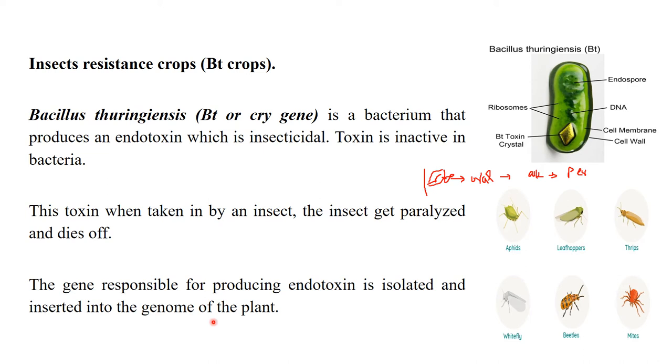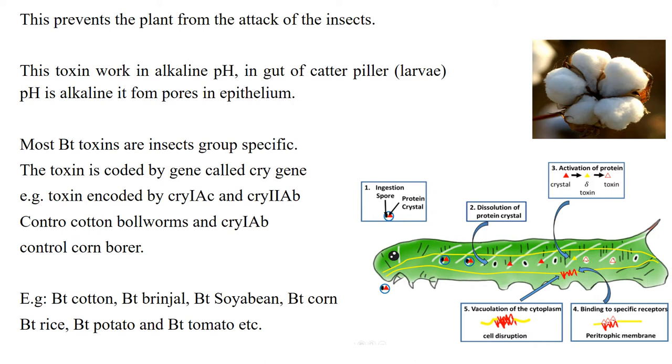How it can be inserted? इसको हम details से discuss करेंगे tissue culture में, and the last slide में इसका overview मिलेगा. The plant is genetically modified and the plant is BT crops, BT plants. This prevent the plant from the attack of insects. This toxin work in alkaline pH. In the gut of the caterpillar larvae, pH is alkaline. It form pores in the epithelium.